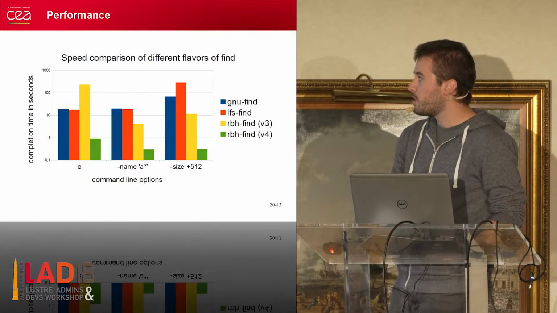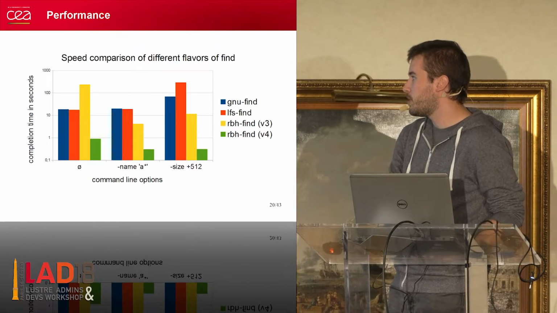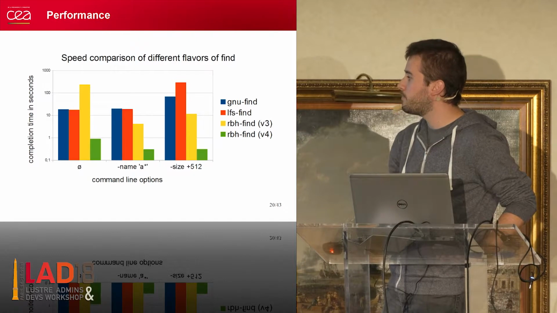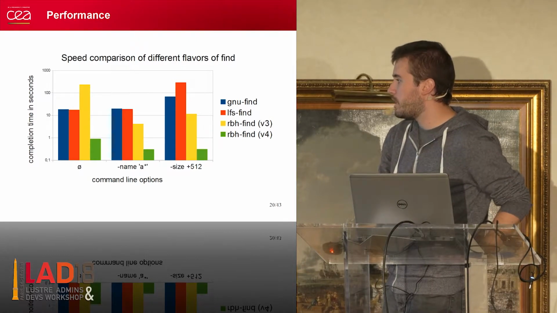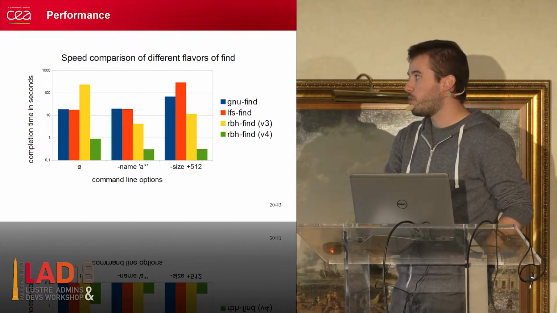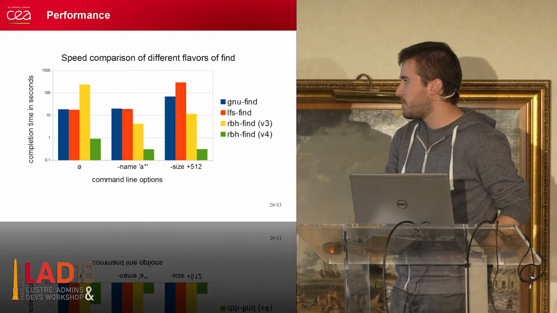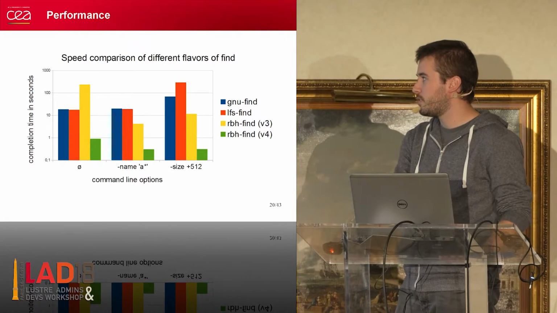There are some peculiar measures because, for example, LFS Find is actually really slow with the dash size option. I'm not sure why. Maybe someone here has an answer for me. I expected it to go a lot faster than this.